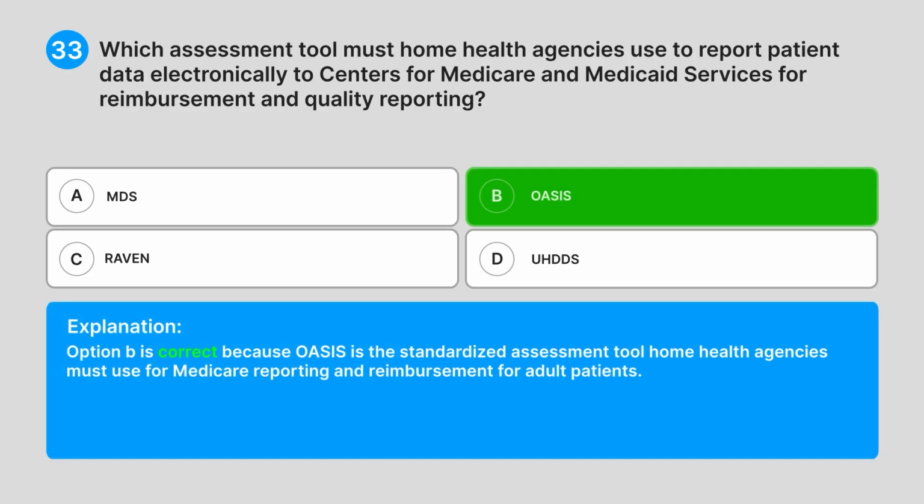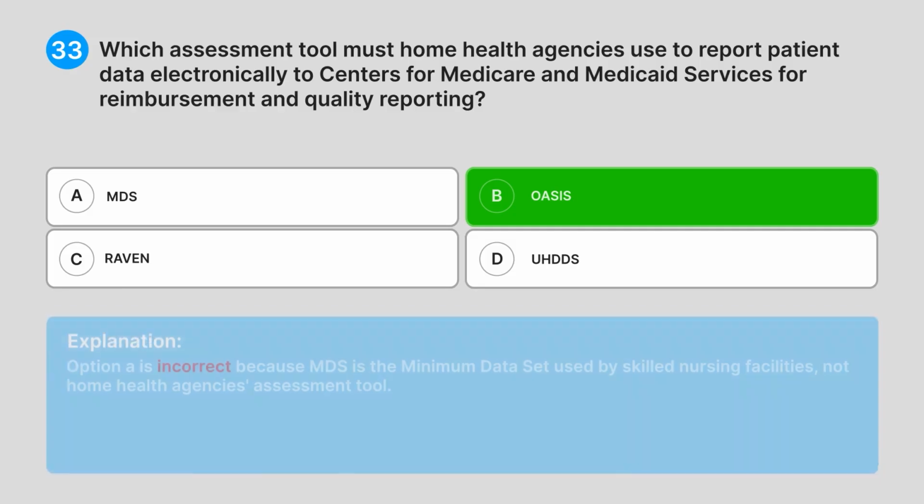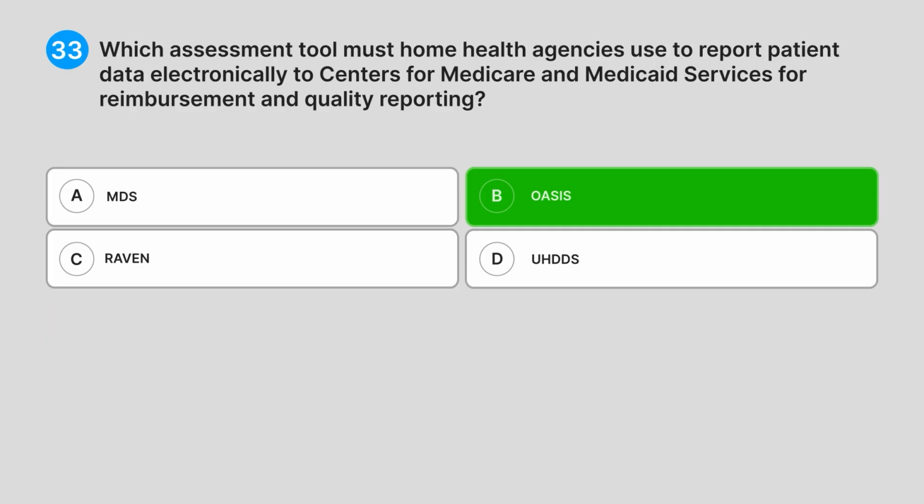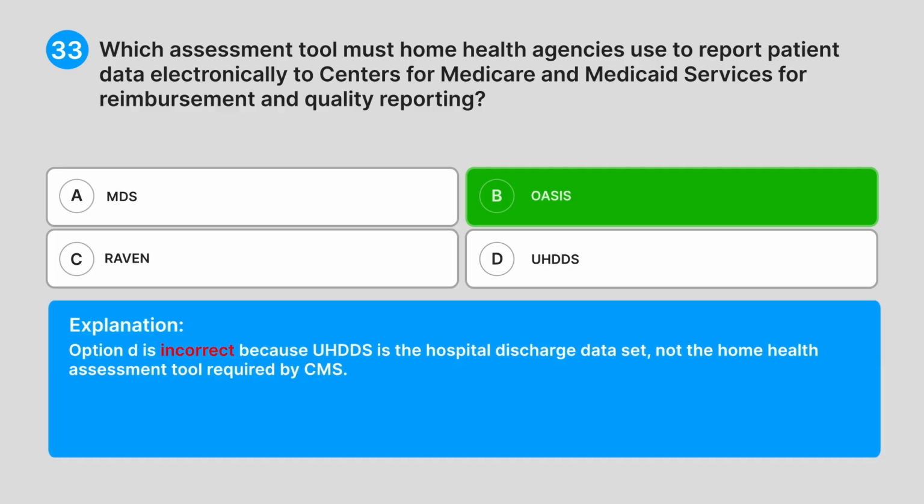Explanation: Option B is correct because OASIS is the standardized assessment tool home health agencies must use for Medicare reporting and reimbursement for adult patients. Option A is incorrect because MDS is the minimum dataset used by skilled nursing facilities, not home health agencies' assessment tool. Option C is incorrect because Raven is software for submitting data, while OASIS is the actual assessment instrument home health uses. Option D is incorrect because UHDDS is the hospital discharge dataset, not the home health assessment tool required by CMS.